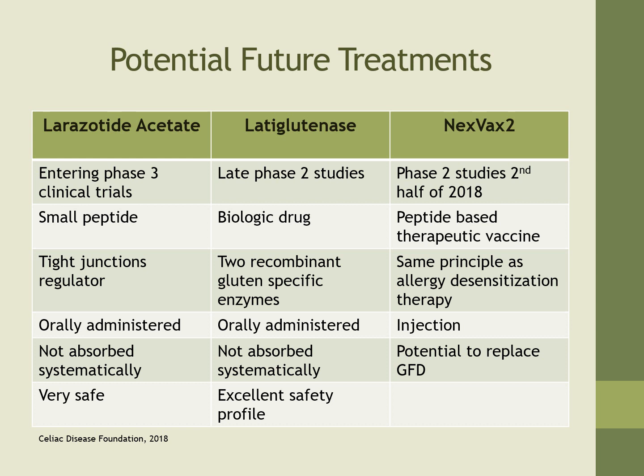Vax2 is the first peptide-based therapeutic vaccine for celiac disease. It reprograms the T cells which respond to gluten. Phase 2 clinical studies will start in the second half of 2018. This vaccine works on the same principle as allergy desensitization therapy. The ultimate goal of the vaccine is to restore a long-term tolerance to gluten. The vaccine has the potential to replace gluten-free diet.